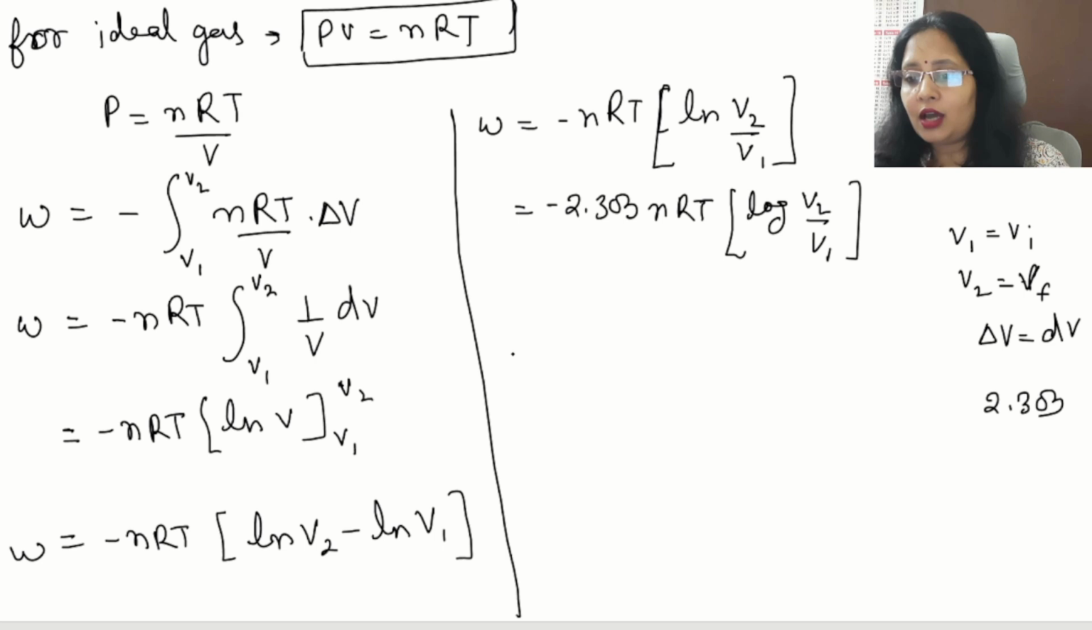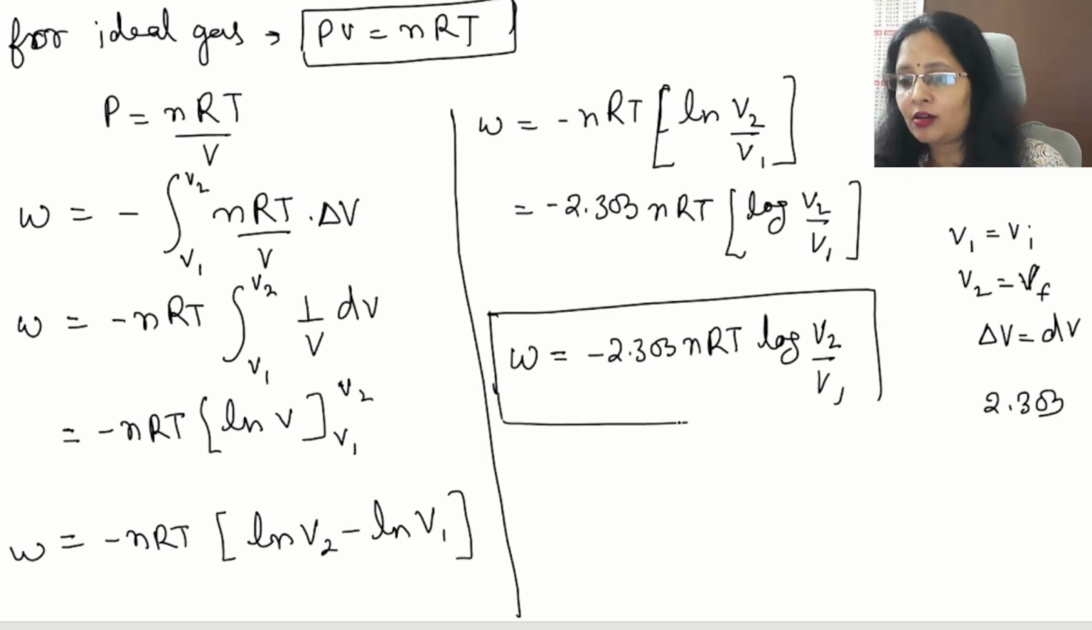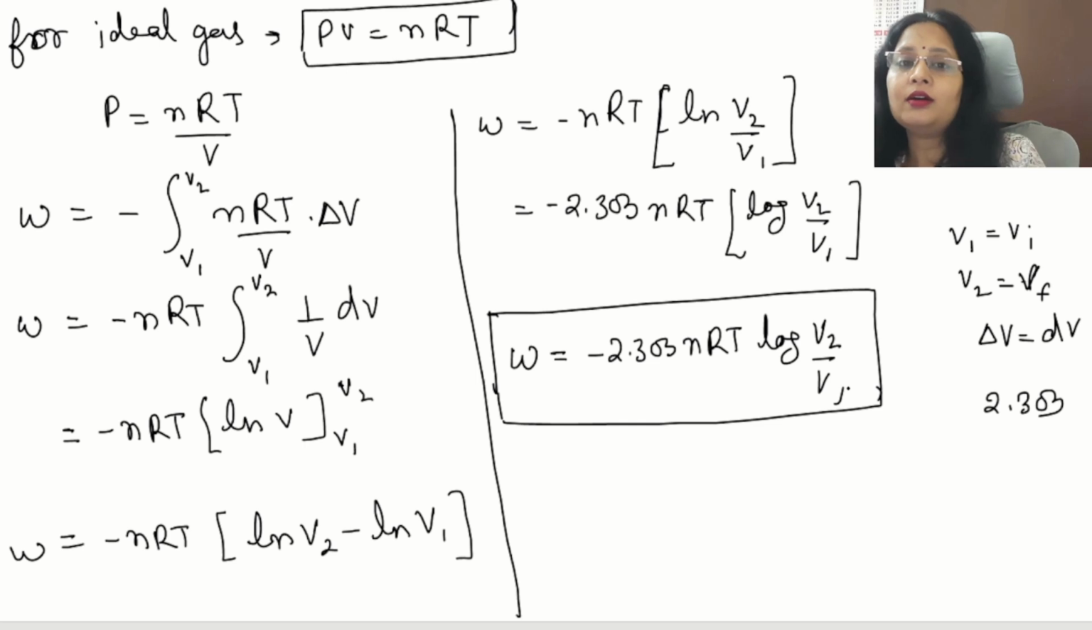Fine. So now we come to the end of this whole scene and we will get the equation. Work is equal to minus 2.303 nRT log V2 upon V1, and we got our final equation. This equation of work is for a reversible process, or we can say a very small process. Sorry, not small, a very slow process. So W is equal to minus 2.303 nRT log V2 upon V1.